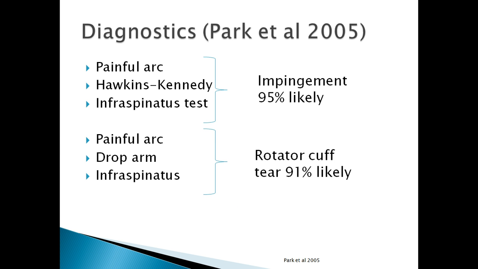The combination of the Hawkins-Kennedy impingement sign, the painful arc sign, and the infraspinatus muscle test yielded the best post-test probability at 95% for any degree of impingement syndrome. The combination of the painful arc sign, the drop arm sign, and the infraspinatus muscle test produced the best post-test probability at 91% for a full thickness rotator cuff tear. If all three of these tests in the cluster are present and positive, then the result is extremely likely.